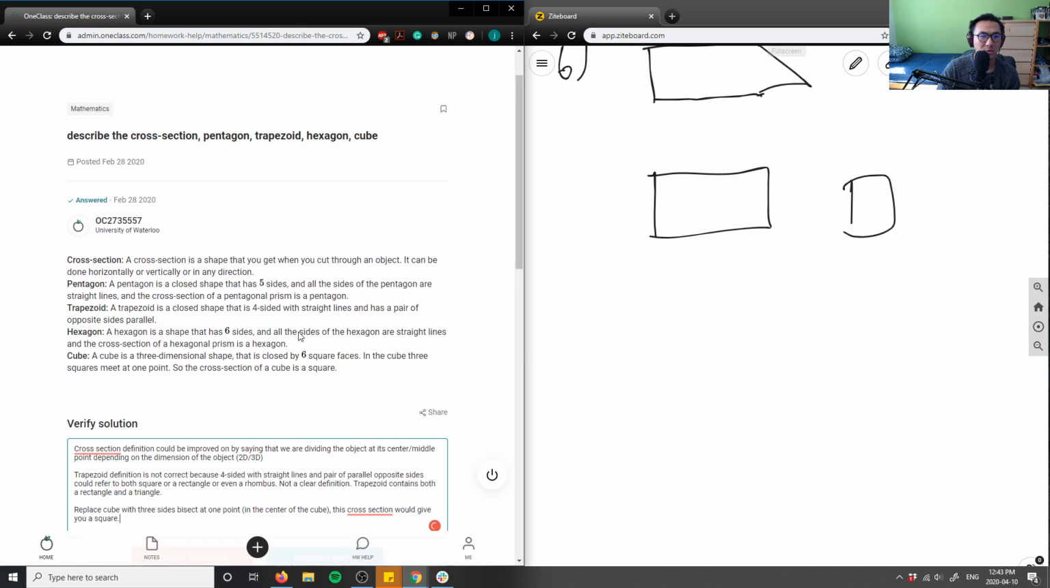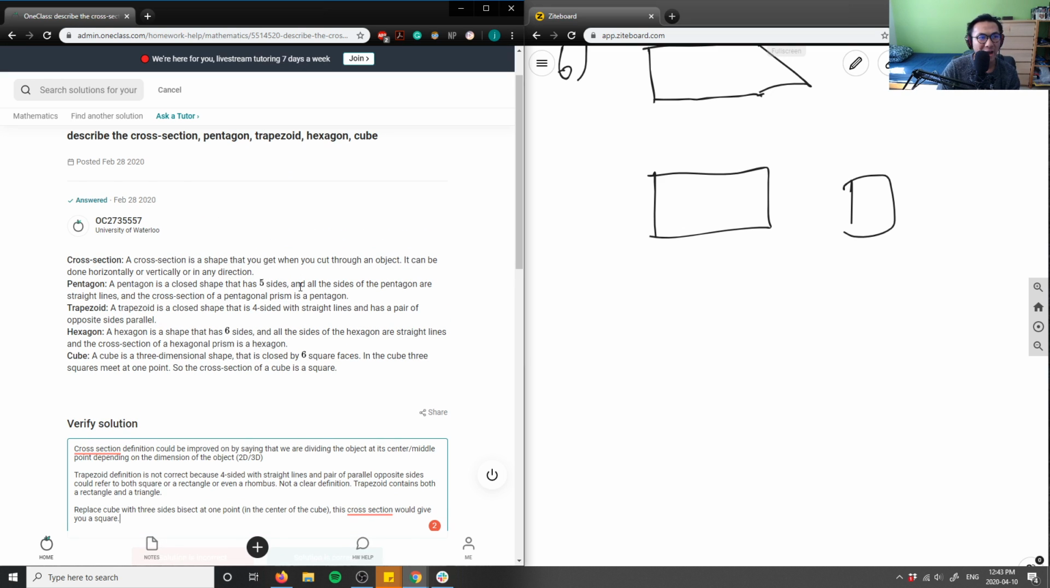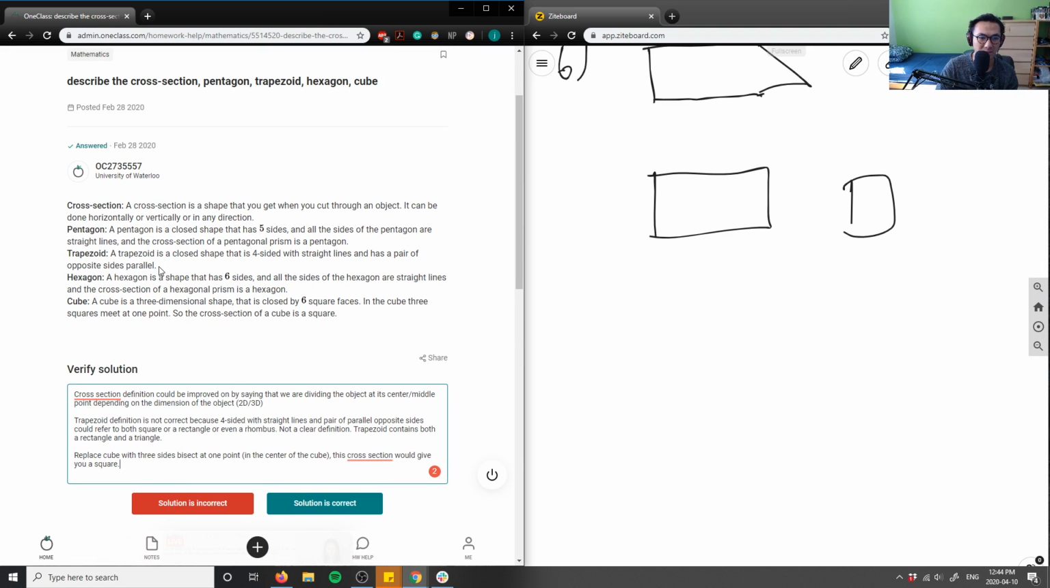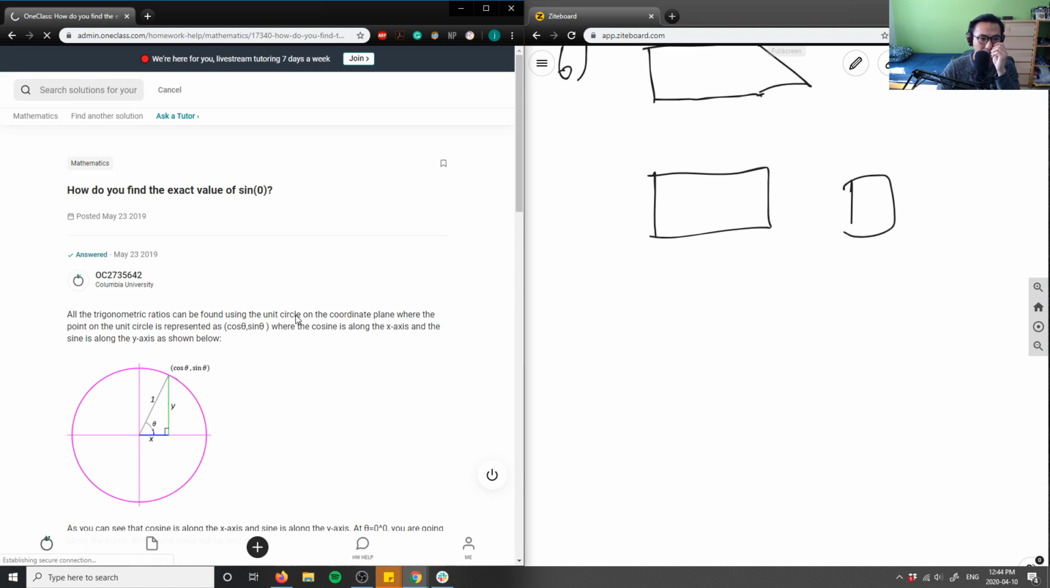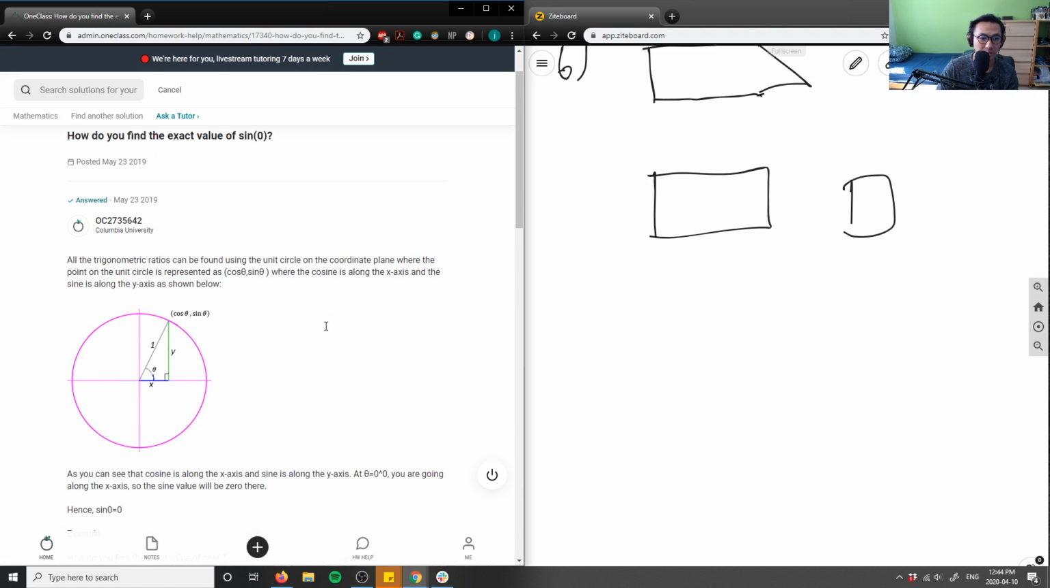And I'm going to say that this solution in this case is like half correct. But I'm going to lean towards the bad side here and say the solution is incorrect, right? This trapezoid, the definition is definitely not correct here. So I'm going to say the solution is incorrect here. Sorry, student from Waterloo. That's unfortunate. Okay, so that's good. So I did that.